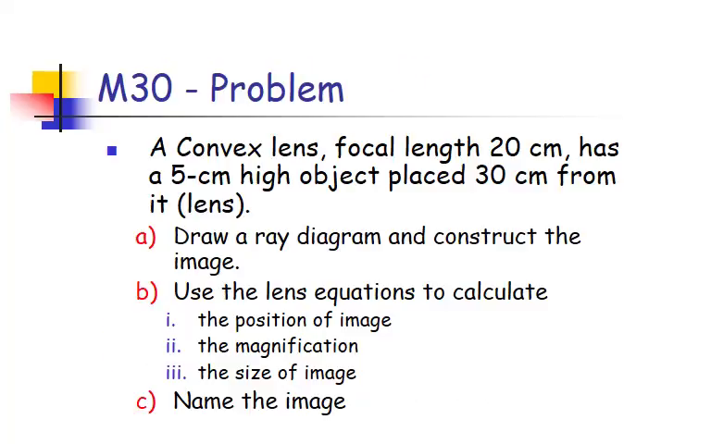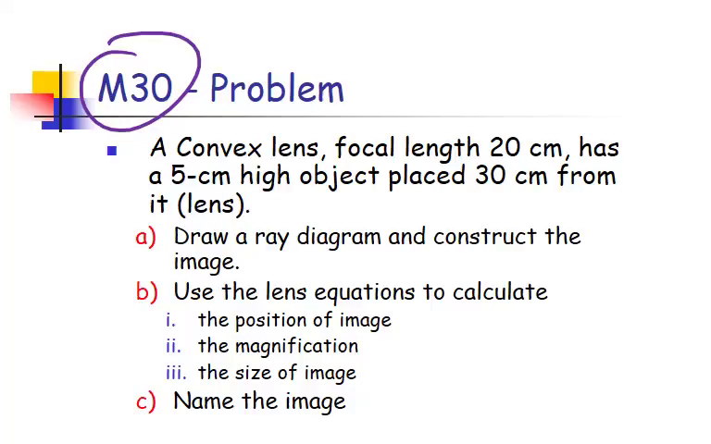All right, so we don't forget, let's go ahead and practice convex lens. Focal length is 20. We have a 5 centimeter high object placed 30 centimeters from it. And yeah, we can give this a try. So this is on M30, so go ahead and draw it first, and then you can calculate it and name it. And let's see how we do there. So go ahead and pause the clip and give this a try, and when you're ready to check, you can hit play to continue.